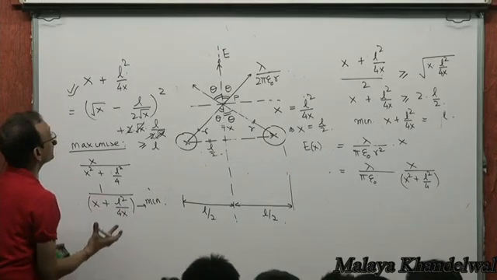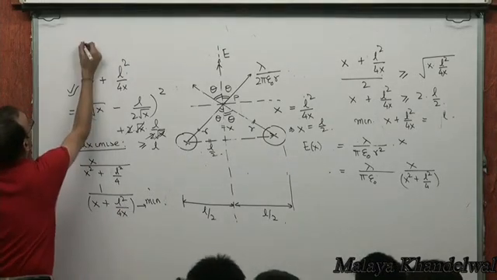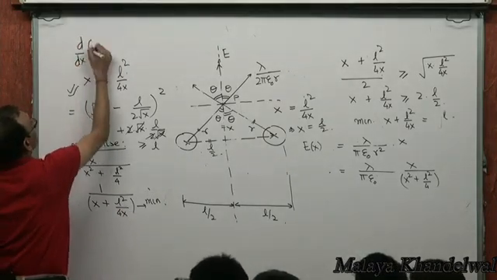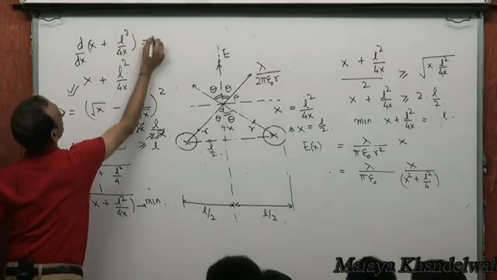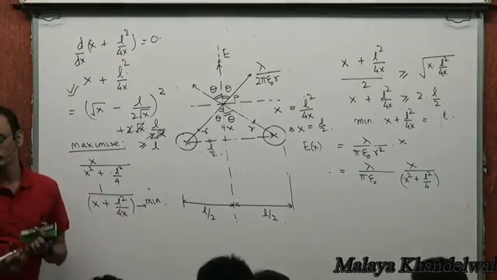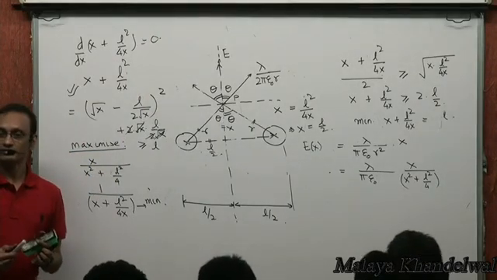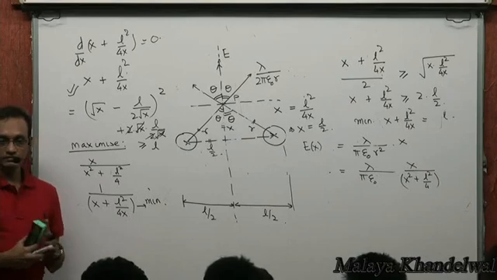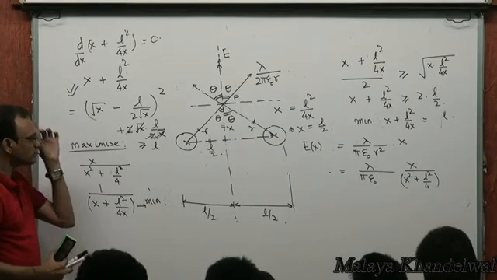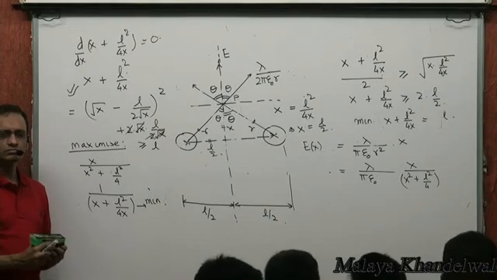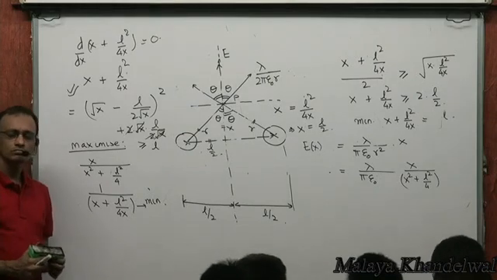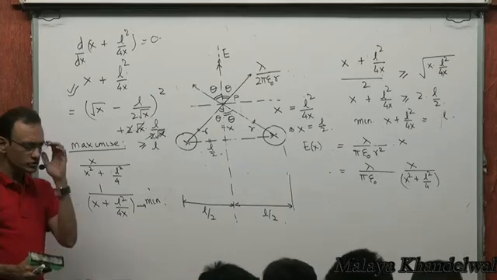Or if you don't like anything of this sort, you say d/dx of x plus L squared by 4x equal to 0, and you get x equal to L by 2. Yes, yes, yes. Yes, I agree with you. Right?